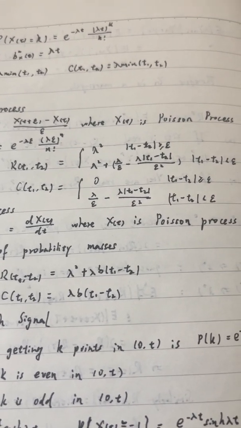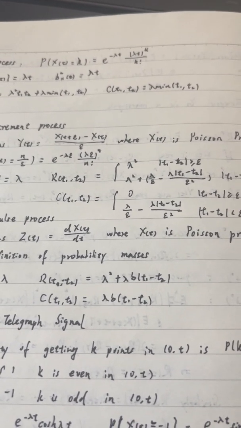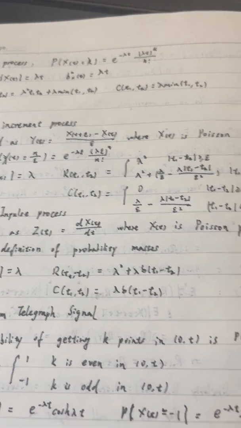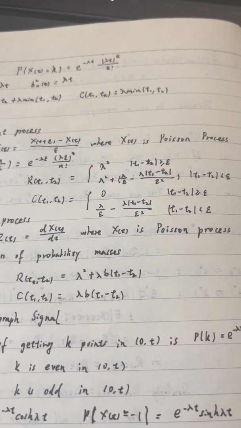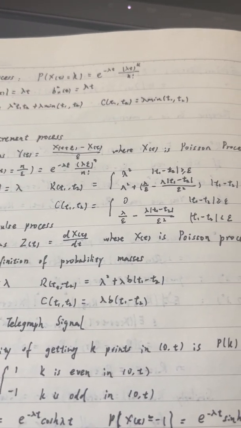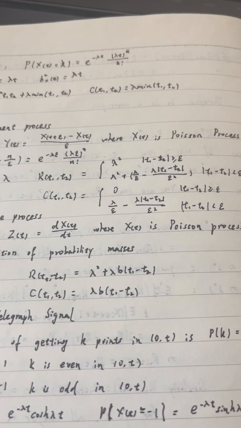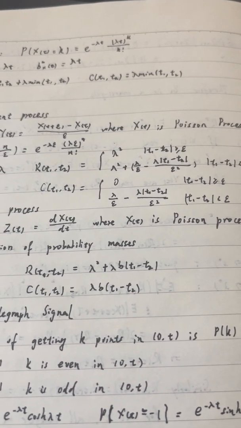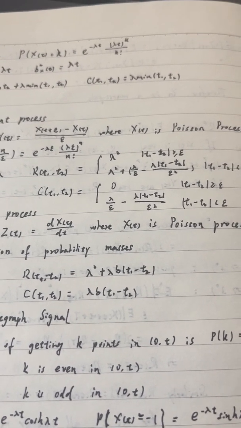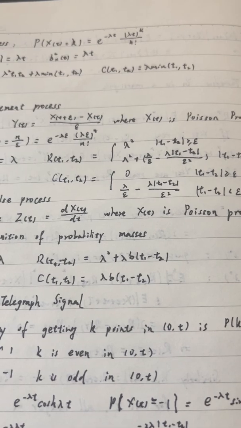So here we can say that it is a WSS process, because its expectation, lambda, is a constant, and its autocorrelation is just related to tau, which is t1 minus t2. The expression of its autocorrelation is a triangle with area lambda, which is independent of epsilon. And when epsilon goes to 0, the triangle becomes an impulse with area lambda.